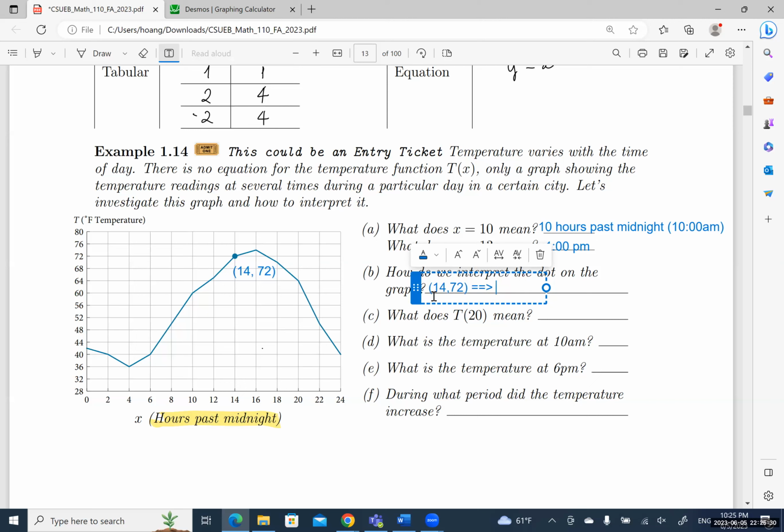It tells us that at x equal to 14, or 2 p.m., what does the y axis stand for? The temperature, right? The temperature is 72 degrees. All right.